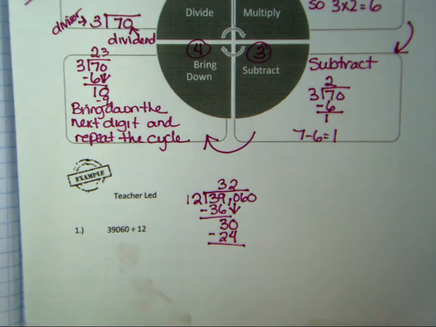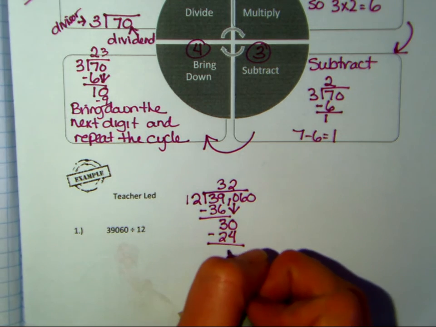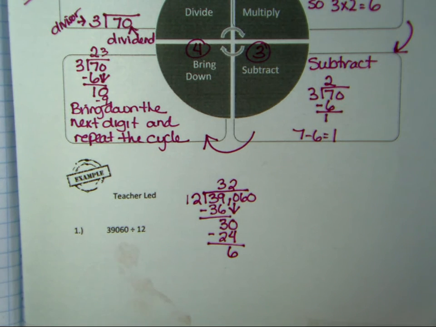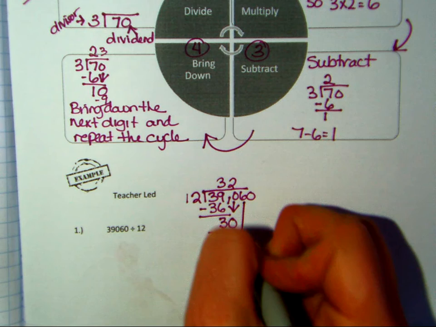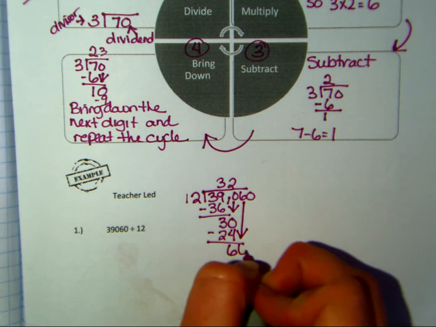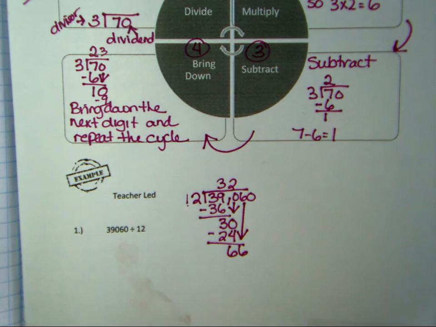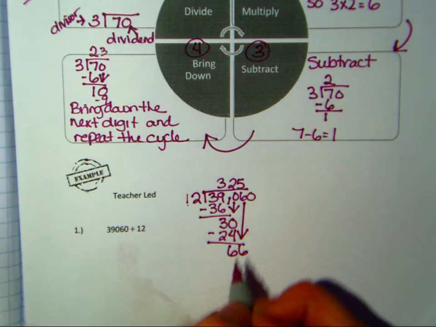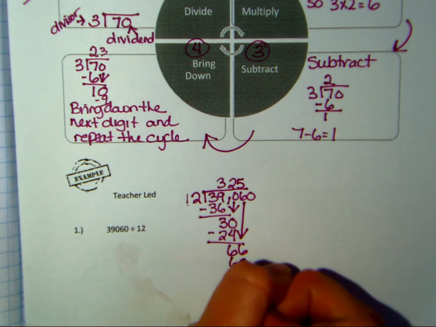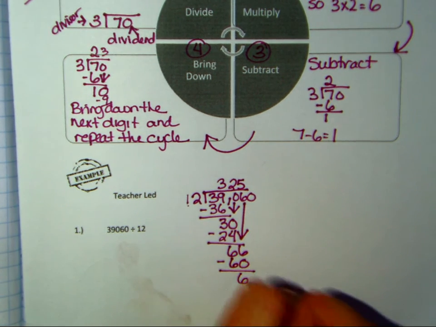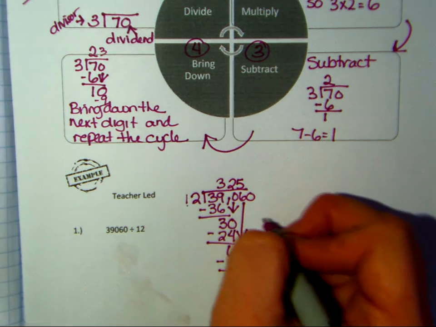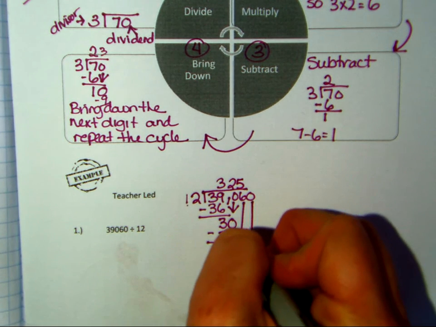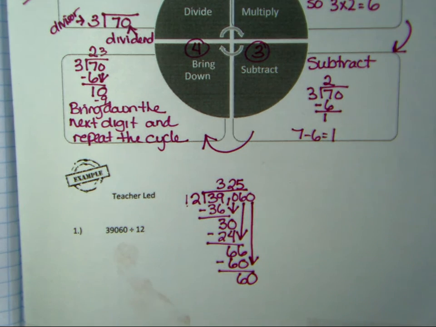We subtract. Class, what's 30 minus 24? 6. And what's the next step, class? Bring it down. Bring down the 6. How many times do we think 12 can go into 66, Riley? 5 times. Okay? 5 times 12 is 60. Subtract it. What's the next step, class? Bring it down.